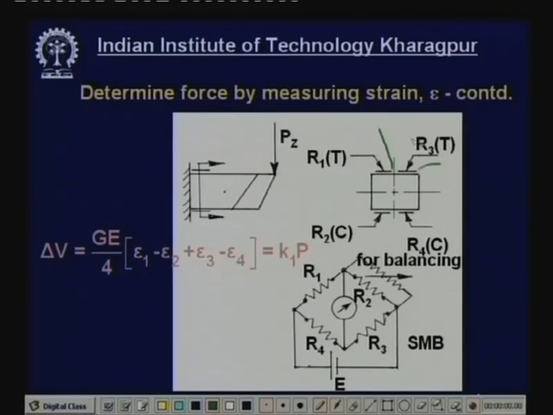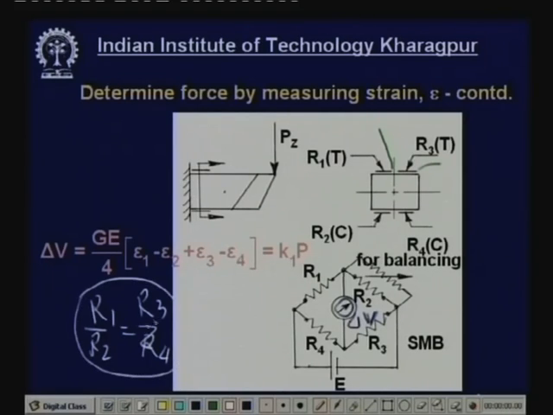So 4 strain gauges are mounted, equidistant from the line of neutral axis. These 4 resistances will be connected into a Wheatstone bridge form like this, a square bridge form: R1, R2, R3, R4. Tension, compression, tension, compression. This has to be arranged in this fashion, otherwise it will not work. Now this circuit is connected with a potential difference E. So long as R1 by R2 remains equal to R3 by R4, there will be no voltage here. This is a delta V, called the unbalanced voltage, that will be created here. So long as this ratio is maintained, that R1 by R2 and R3 by R4 remain the same, there will be no voltage.